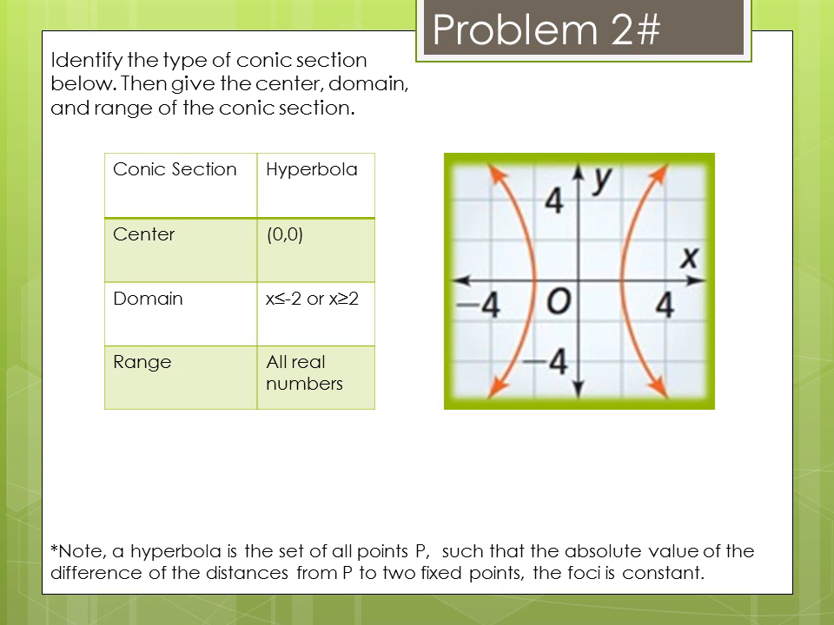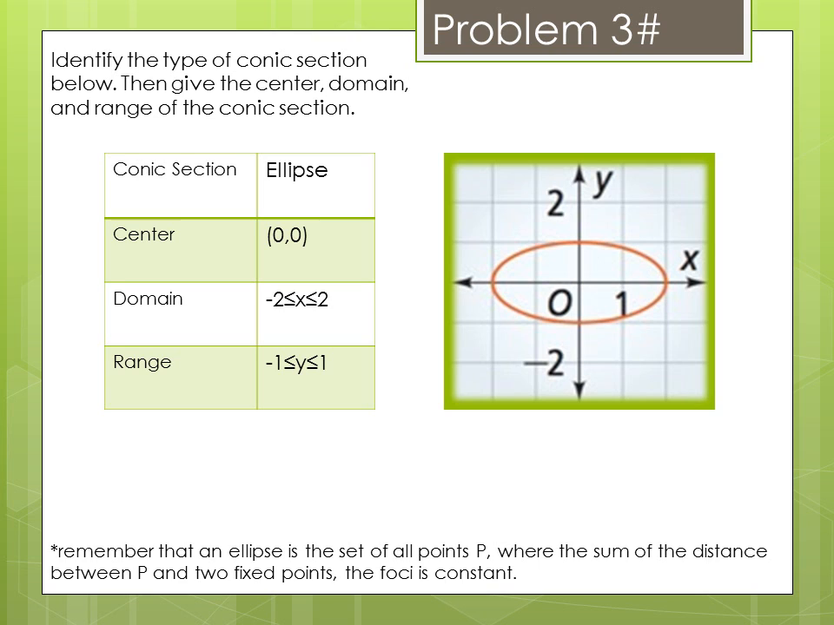By looking at this shape, we can tell it's going to be a hyperbola, and its center is still at the origin, so it's 0, 0. On the left side, you can tell that the domain is going to be x is less than or equal to -2, and on the right it's going to be x is greater than or equal to 2. And for this one, the range is all real numbers.